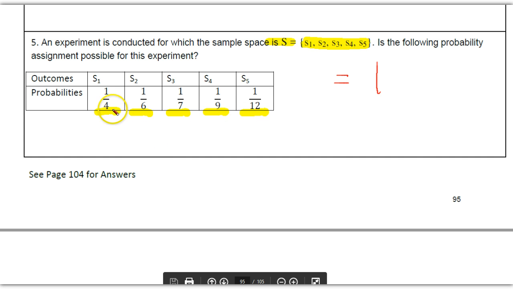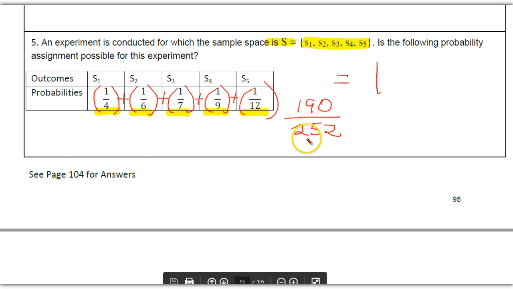Well, what I did is I added them all together, but since you can use your calculator, you can just put this in a calculator, plus this in a calculator, and the rest of these in your calculator. And I got the fraction 190 over 252. And they give you actually a decimal value for this, which is this.